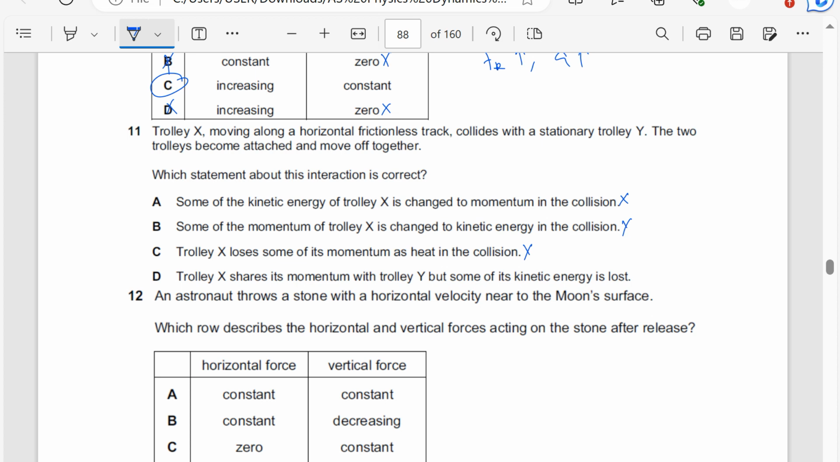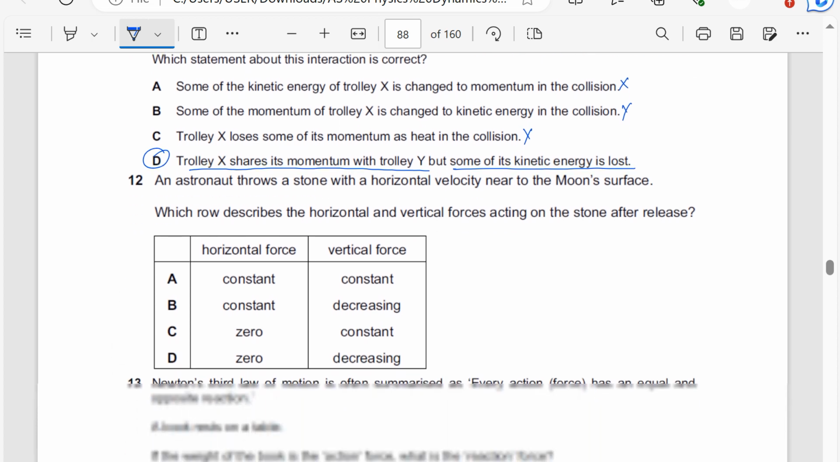Trolley X shares its momentum with trolley Y. That is very true. Trolley X shares its momentum with trolley Y. That is, momentum is conserved, but some of its kinetic energy is lost. Kinetic energy is lost because they stick together, so the answer is going to be D. Momentum is conserved, but kinetic energy is not.